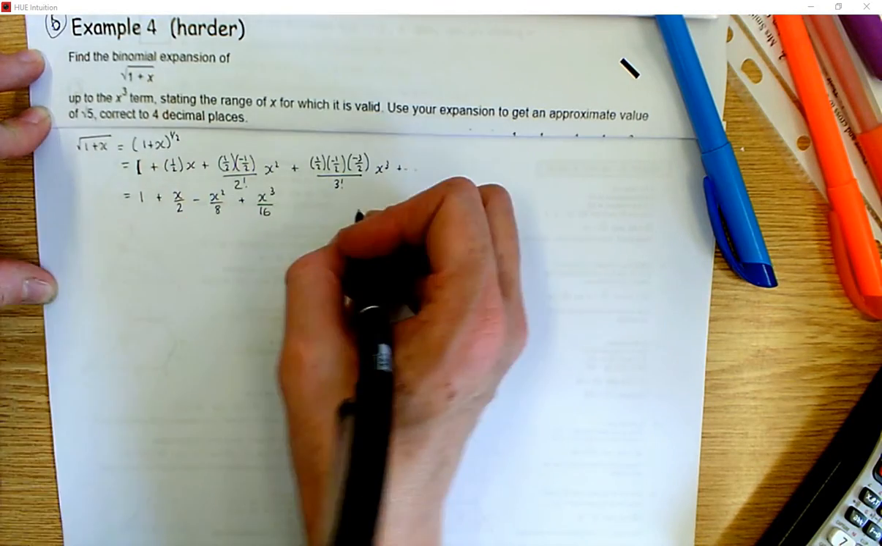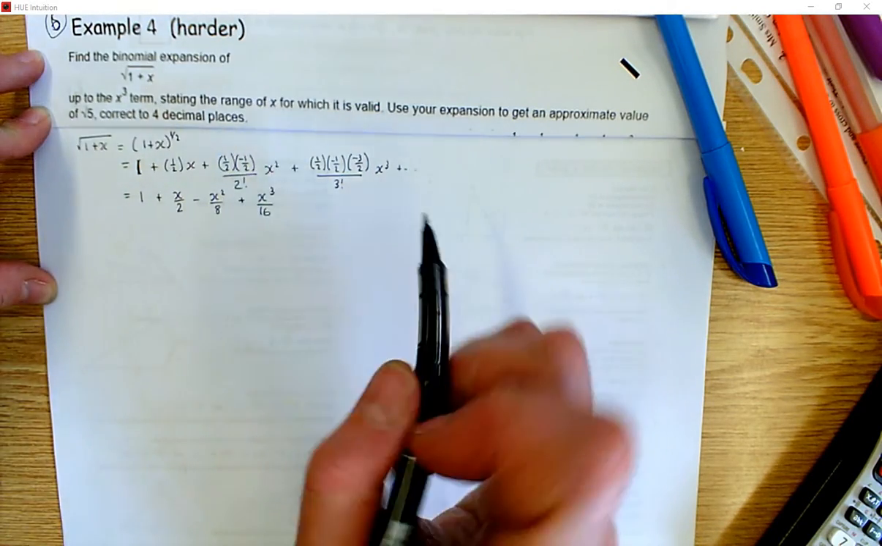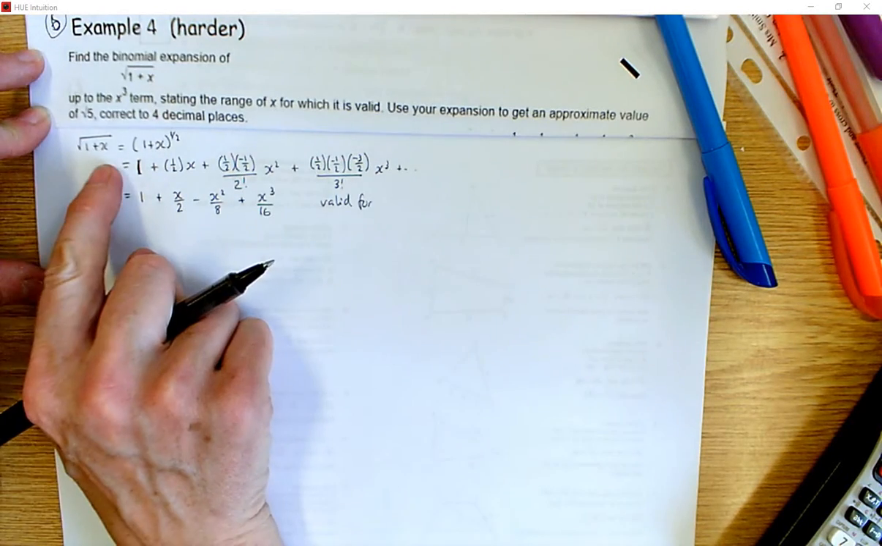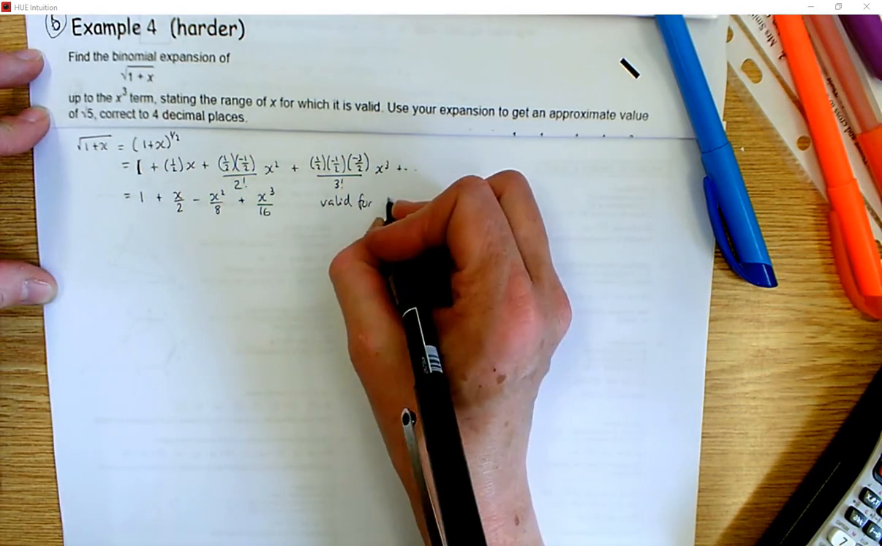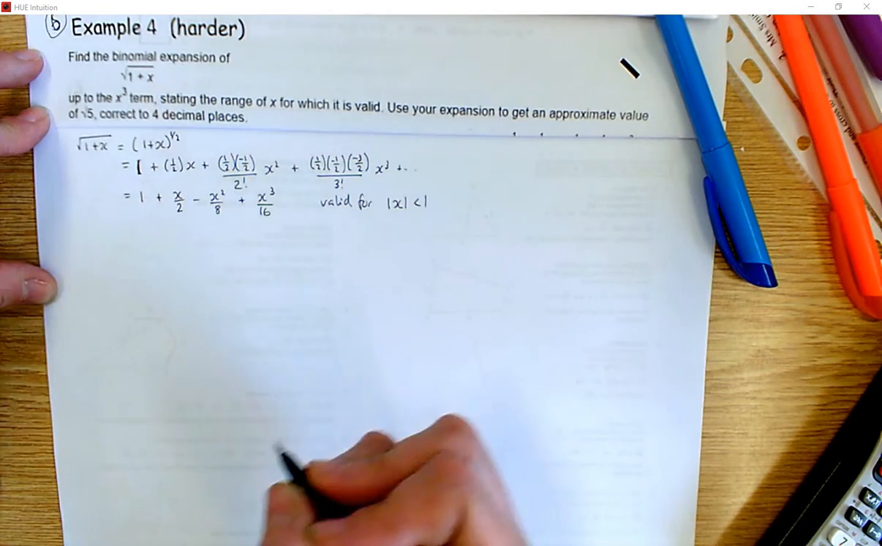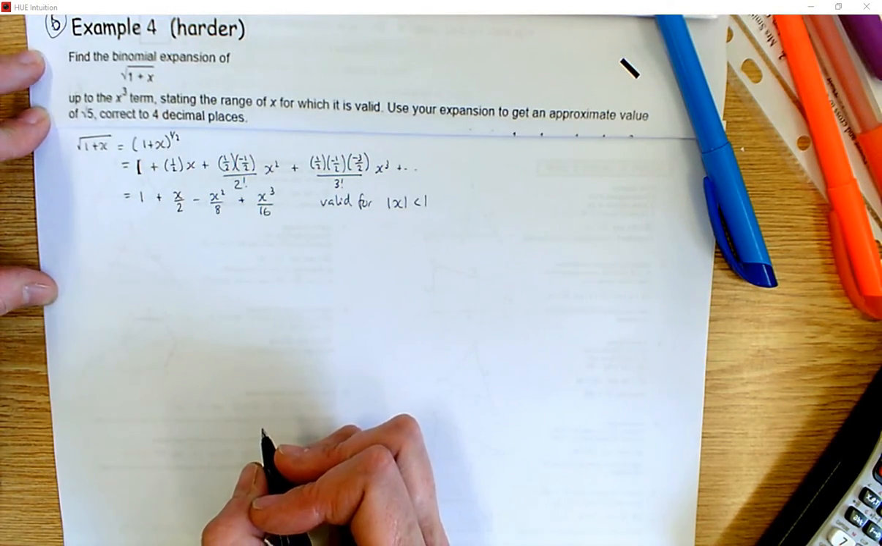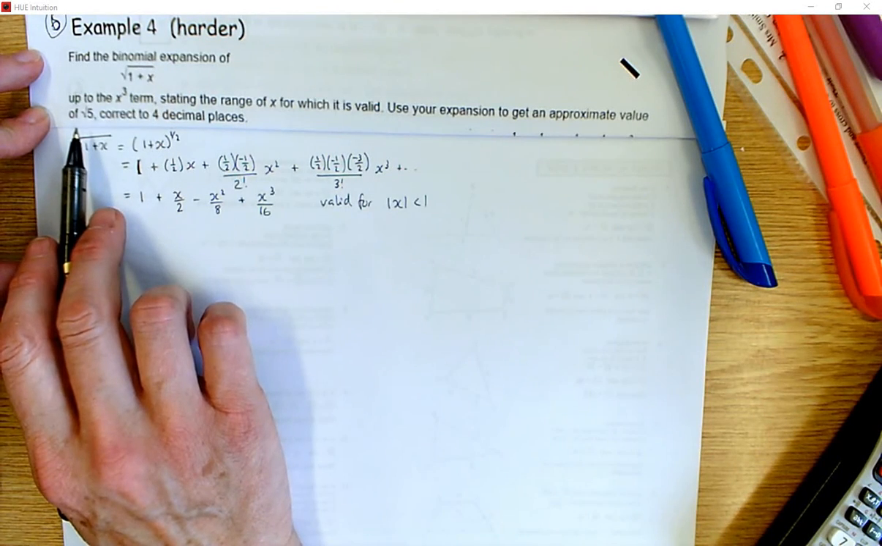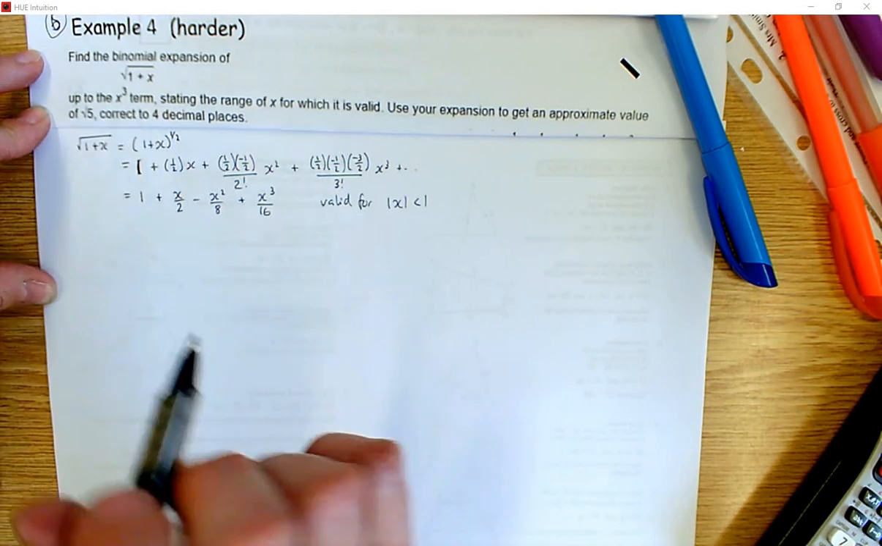Right, now we need to also state the range of values for x for which it's valid. It's just plain old x, nice and simple, so it's valid for mod x is less than 1. Right then, now the tricky bit. Use your expansion to get an approximate value of root 5 to 4 decimal places.